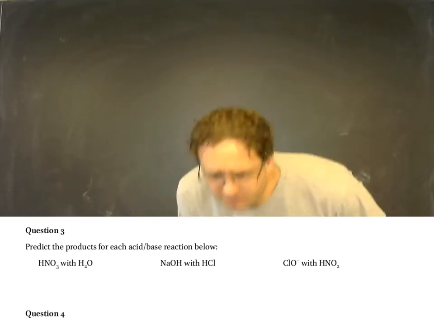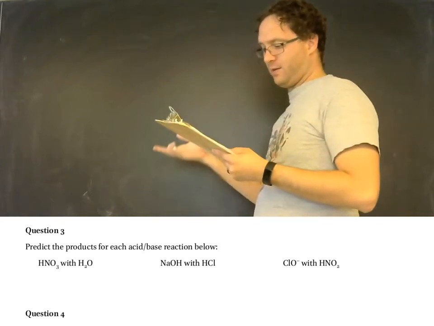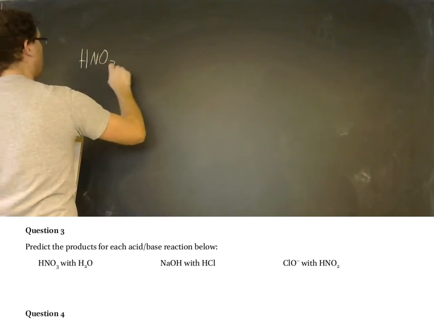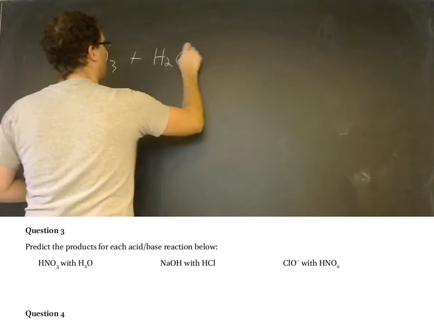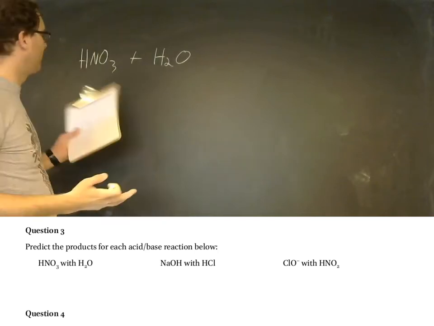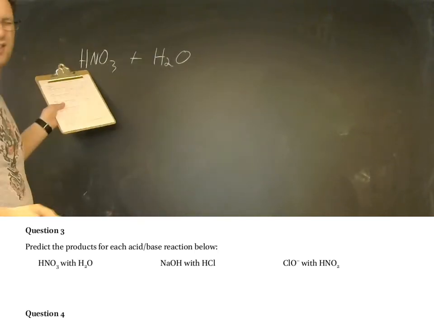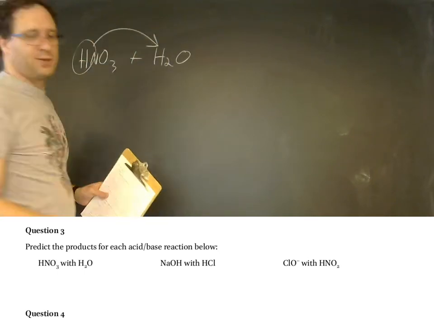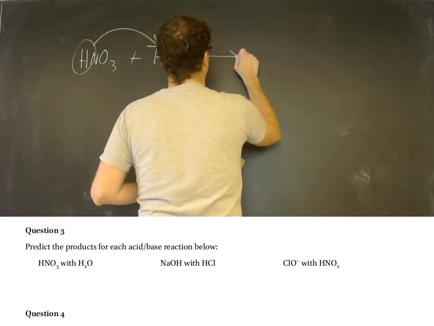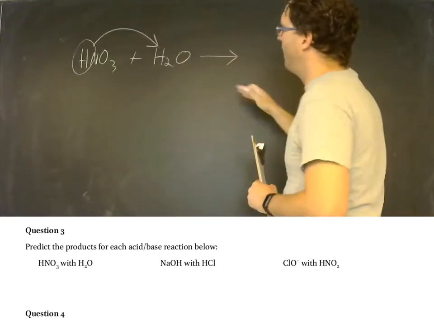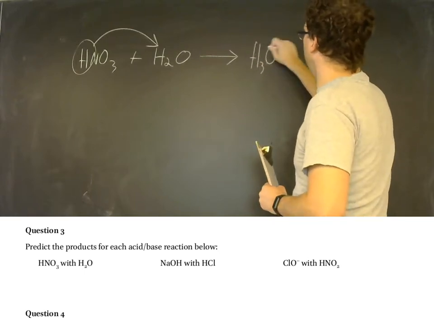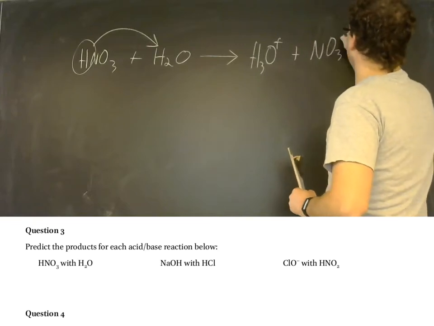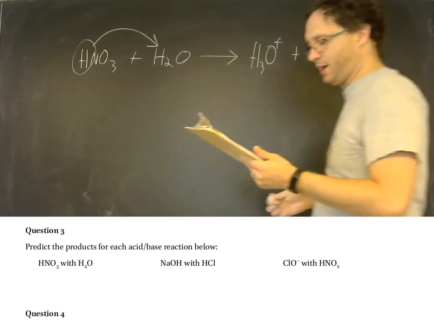Okay, predict the products for each acid-base reaction. So we're going to have HNO3 plus H2O. And our task here is to identify which is going to be the acid and which is going to be the base. Well, HNO3 is a strong acid. Water could go either way, but the strong acid is definitely going to be what's acting as the acid. So what do we have? H3O+, the conjugate acid to water, and NO3-, the conjugate base to nitric acid.